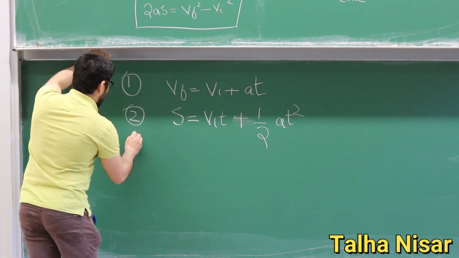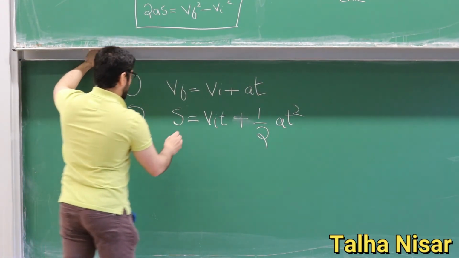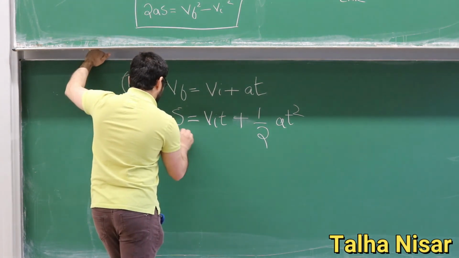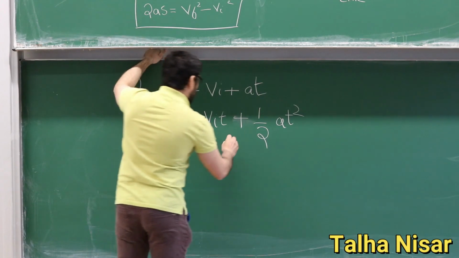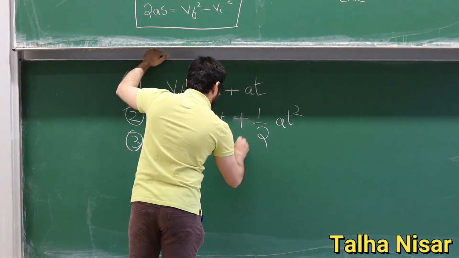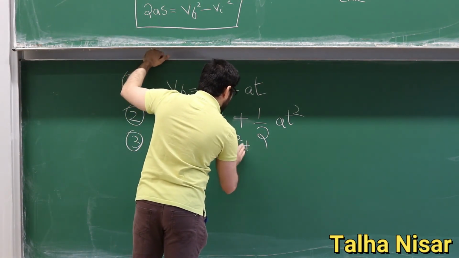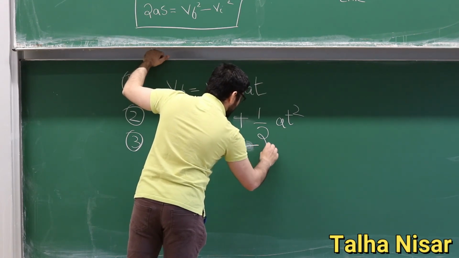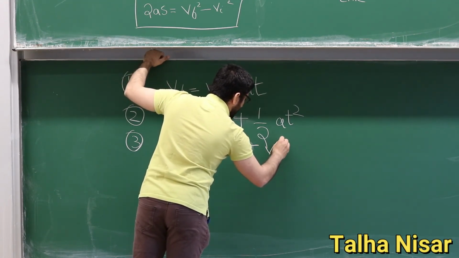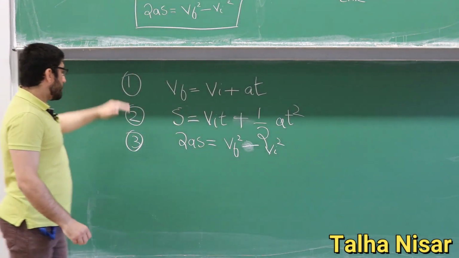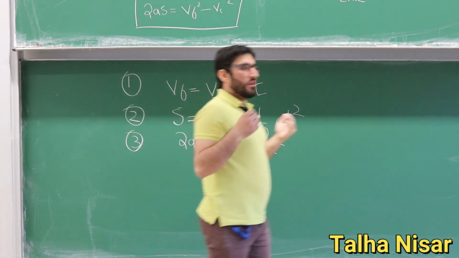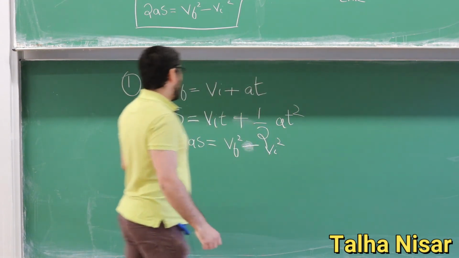We just write it here. The third equation of motion is 2AS equals final velocity squared minus initial velocity squared. Now we have the three equations of motion.